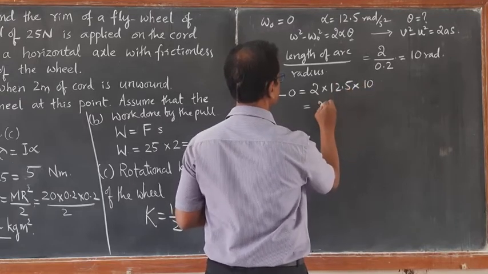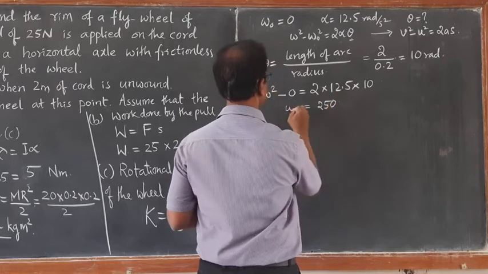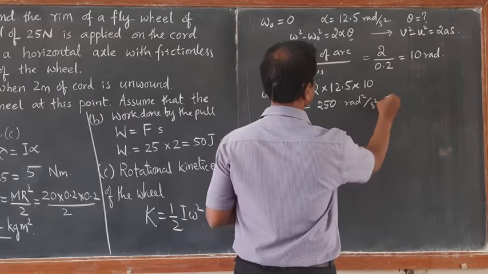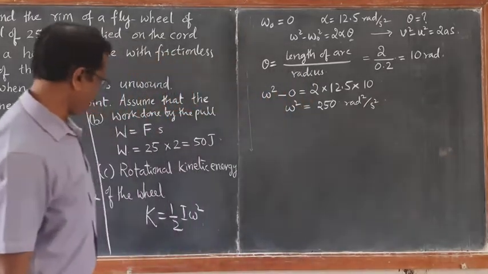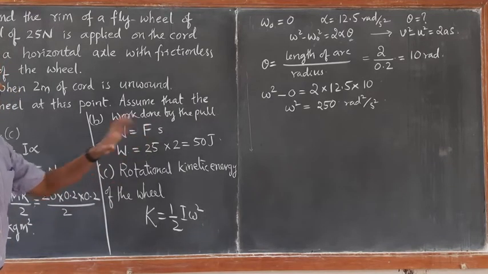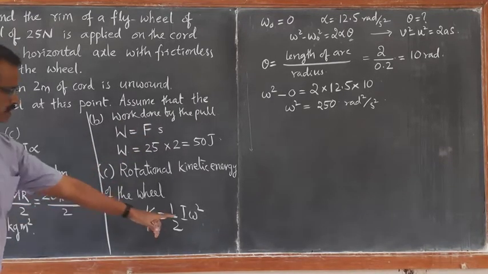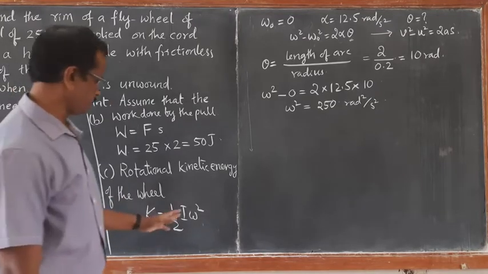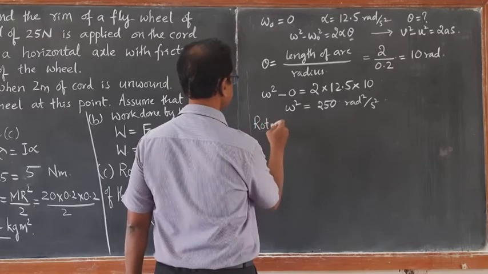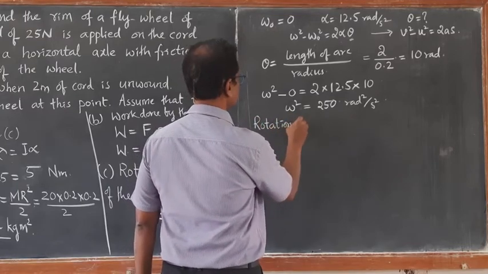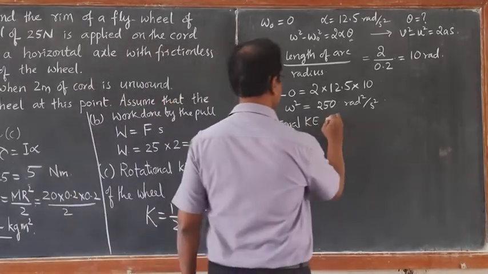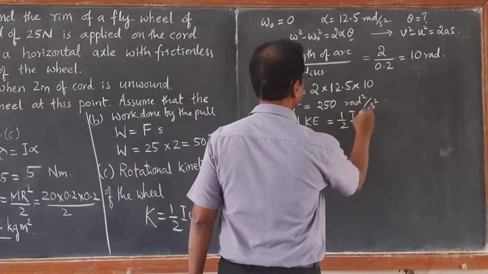125 into 2 becomes 250. Omega square becomes 250 radian square per second square, right? Anyhow, we want to calculate rotational kinetic energy. You need not go for calculating omega, so directly substitute omega square here. If you substitute, then rotational kinetic energy, that is the kinetic energy gained by the flywheel, is equal to half I omega square.